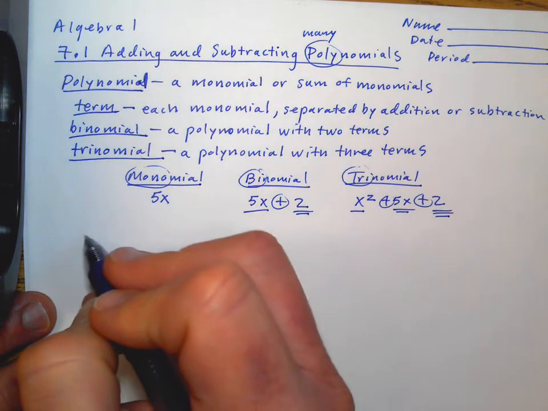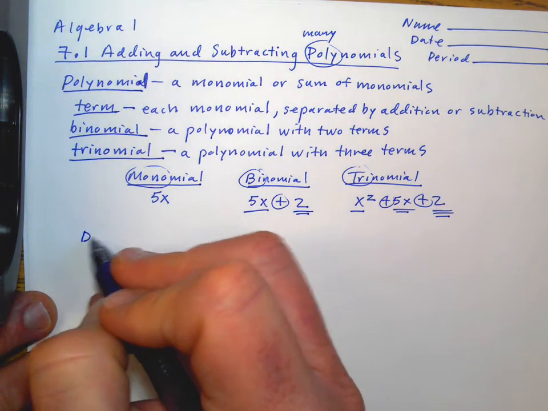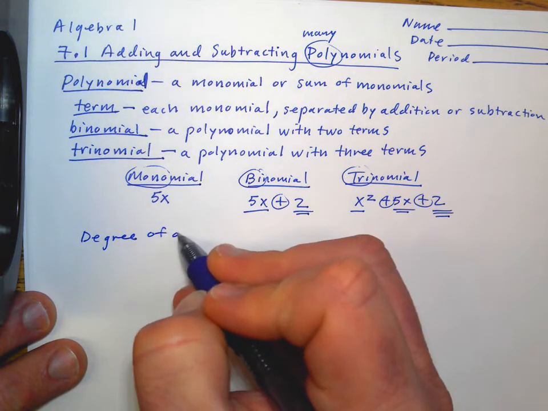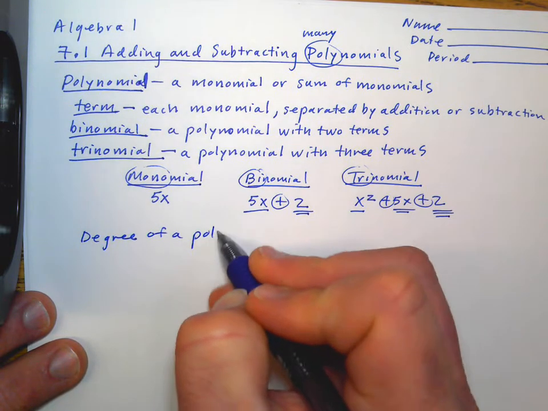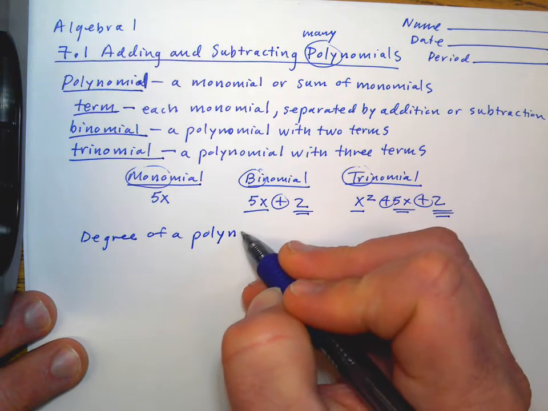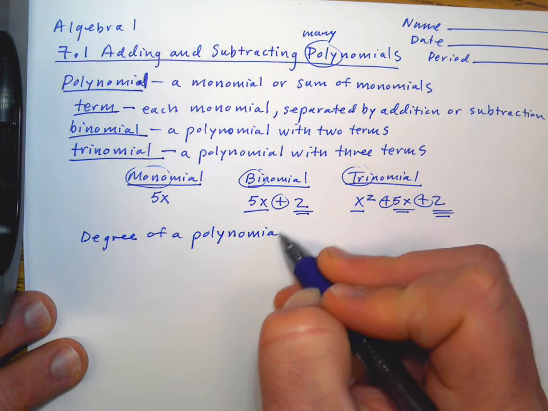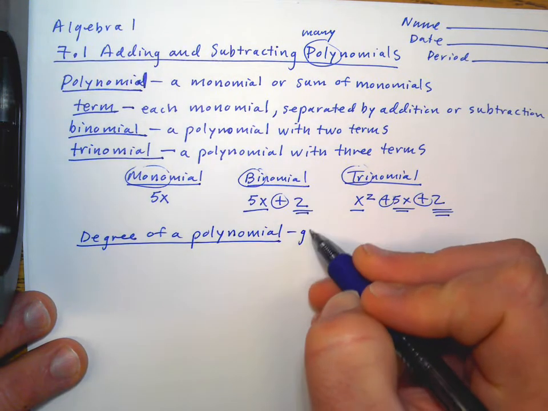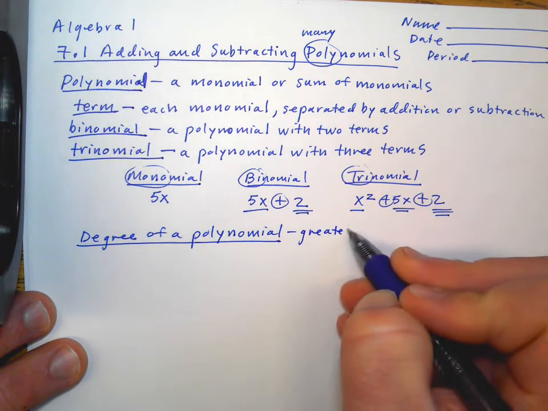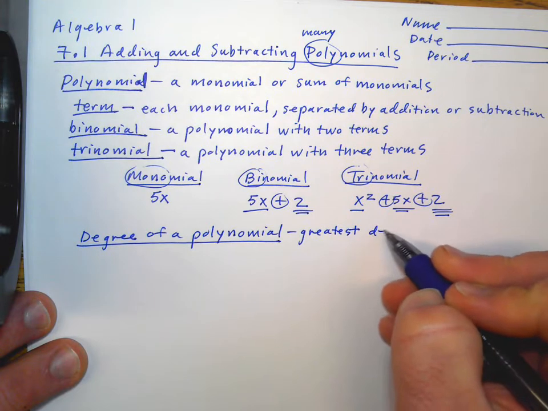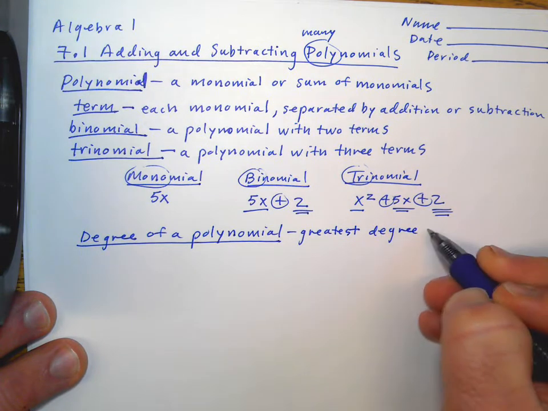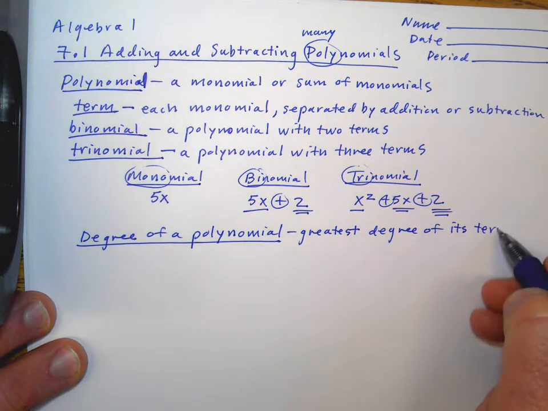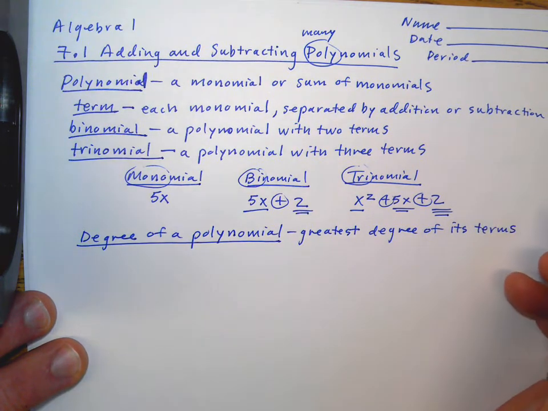Some other words that we need to know. Degree. The degree of a polynomial, and we're getting close to done with all the writing of words. The degree of a polynomial is the greatest degree of its terms. So that's still a little vague. Okay, but I'll show you in a second.